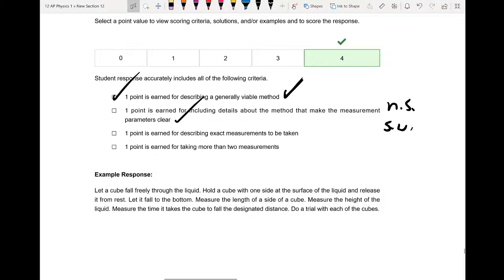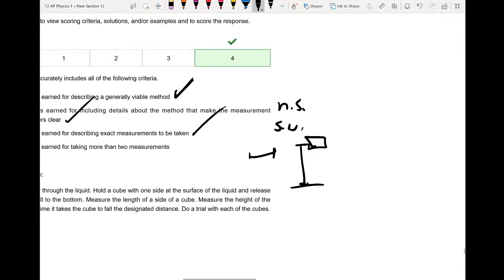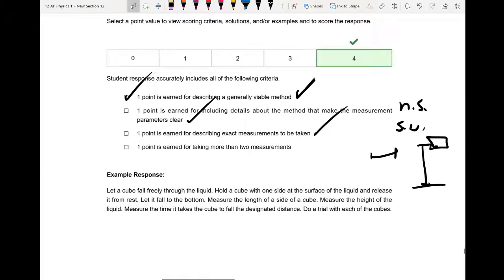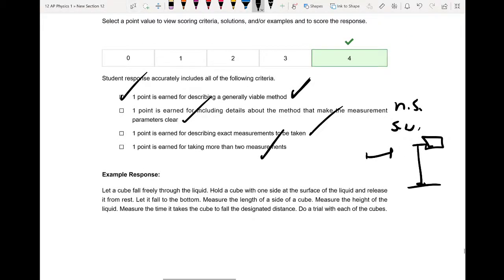For describing exact measurements to be taken, so that was us saying like the side length or the height from the bottom edge of the cube to the bottom of the cylinder. So we're very specific. We're not just saying measure the height. And instead of saying, oh, measure the time, we're saying the time that it takes for the bottom edge of the cube to hit the bottom of the cylinder. We're not just saying do this. We're saying how we are doing it. For taking more than 2 measurements. This experiment is not possible if we don't do more than 2 measurements. We need at least the height and the time to get that acceleration piece. So yeah, we need to measure at least twice. So we said x and t, and we also are measuring the side length.